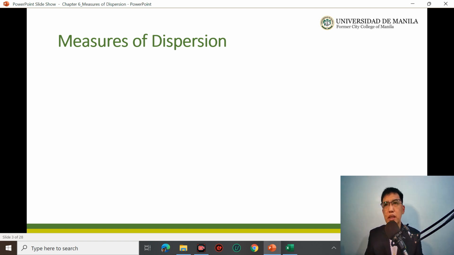So, this is a continuation of measures of location, to which you gathered your data. Okay, nakapag-gather na kayo ng data and then you summarize it. Then we would like to determine the location, yung center. That's the measures of location. From the set of data, we are summarizing the individual values into a single value.